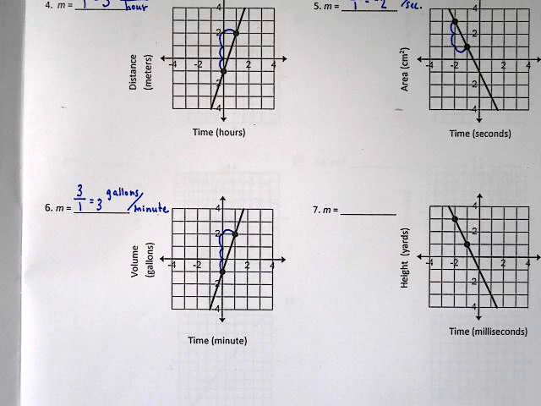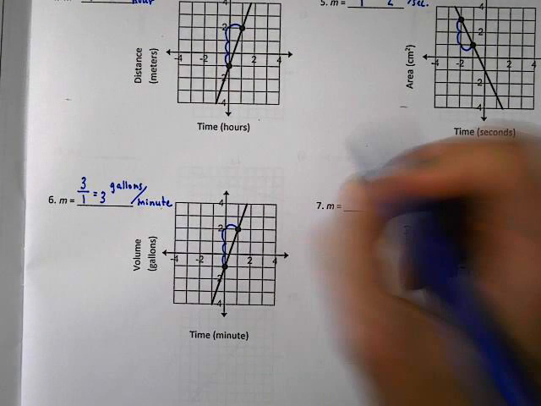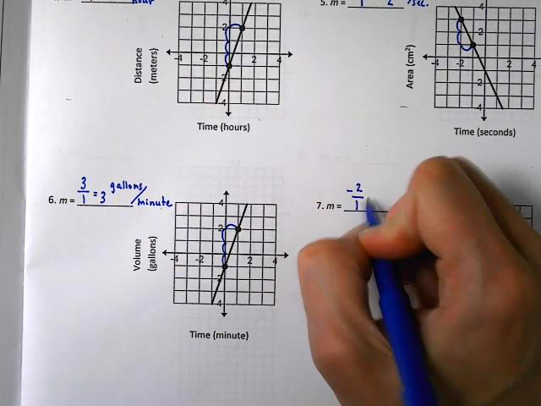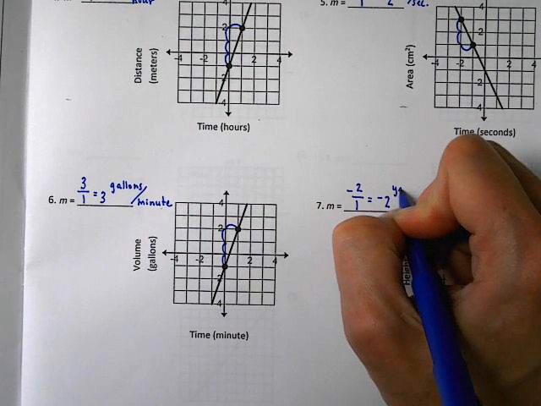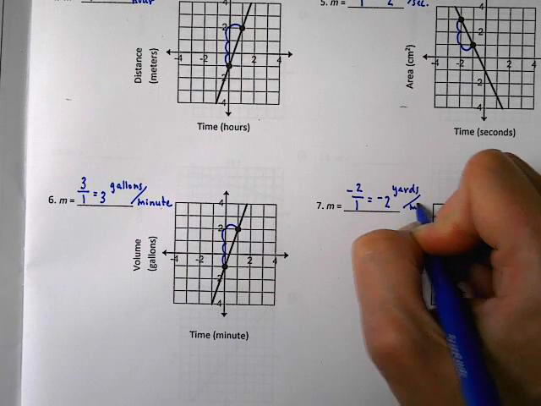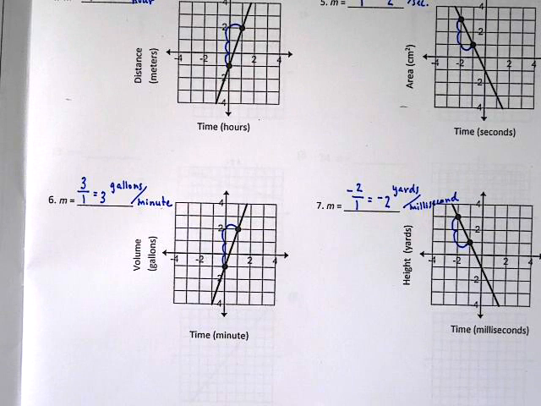All right, and last one. My rise over run, I go down 2 over 1. So I have a slope of negative 2. In this case, my units are yards per millisecond. Sorry, kind of squished that in.